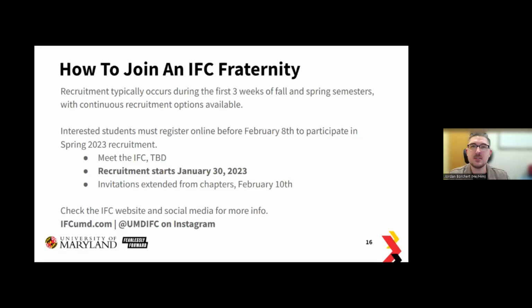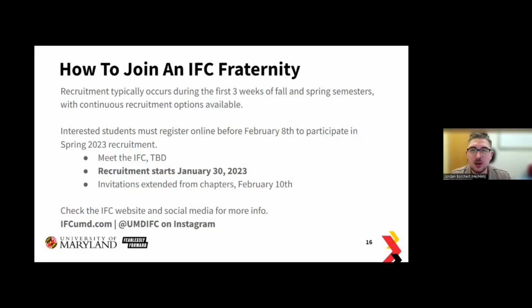At that point is when the organizations will decide which students they want to offer an invitation to, which is called a bid. Those bids can only be extended on or after February 10th. So we want to give an opportunity before fraternities start to invite other people to join their organization.